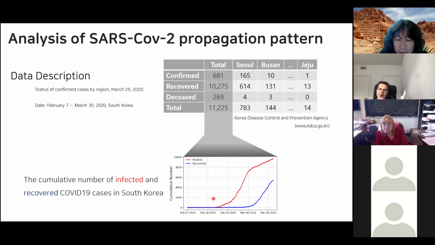So you can see here, the red represents the cumulative number of confirmed patients on a daily basis in South Korea, and blue represents the number of recoveries or deaths. So these are the two different graphs we can see.